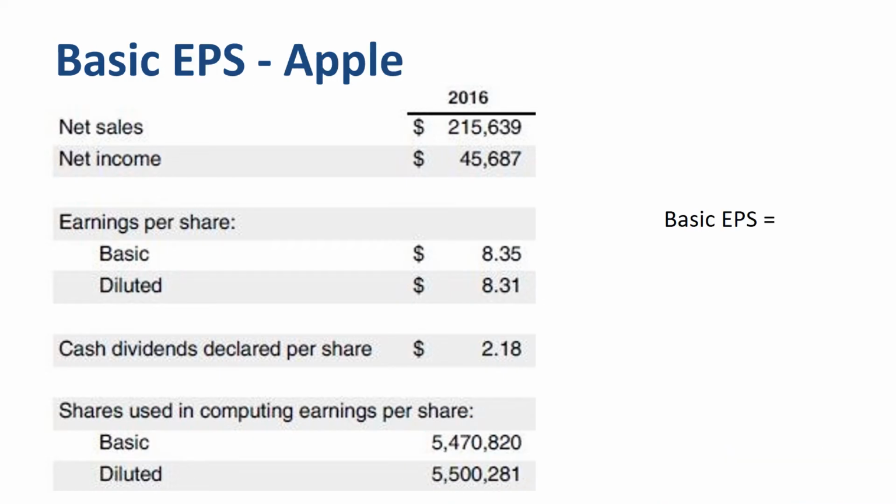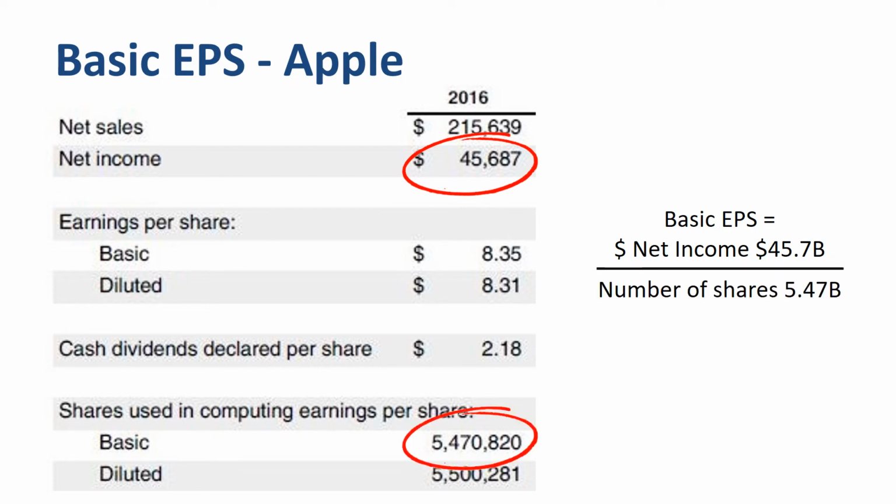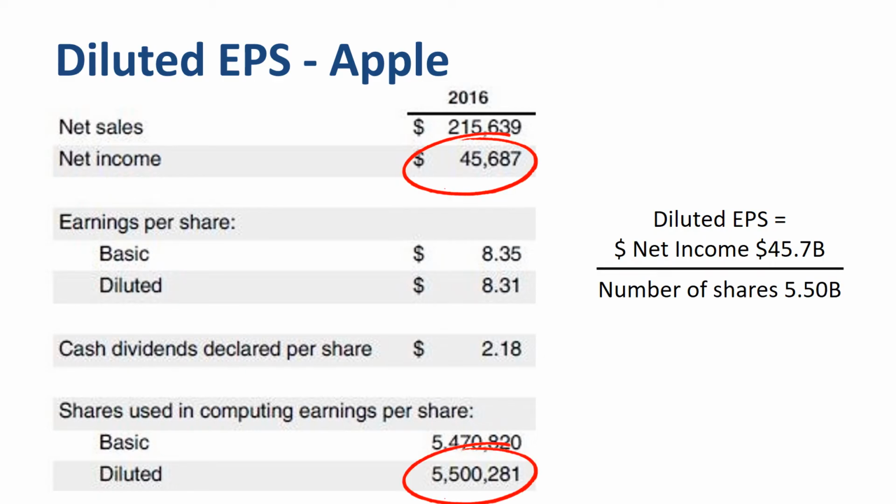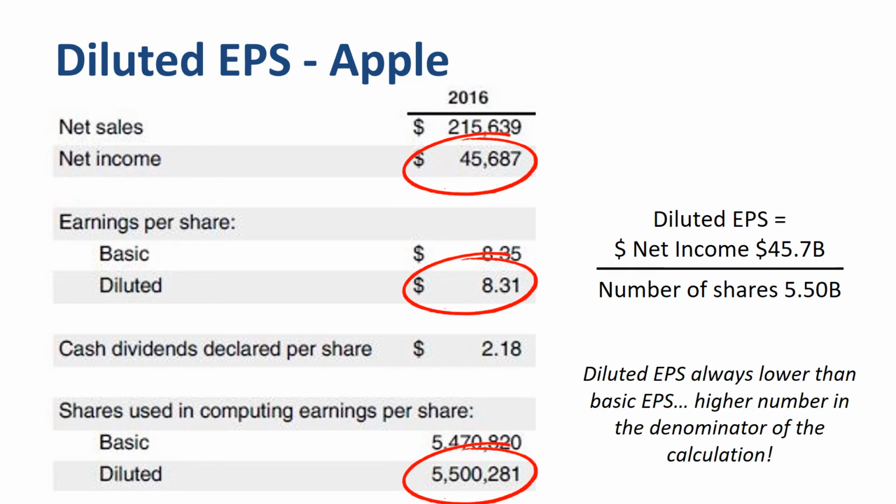So let's calculate basic EPS first. Take the 45.7 billion of net income and divide by 5.47 billion shares to get to $8.35 per share. Next we calculate diluted EPS. We once again take the 45.7 billion of net income in the numerator, but this time we divide by 5.5 billion of what is often called common stock and common stock equivalents. We get to $8.31 of diluted EPS.